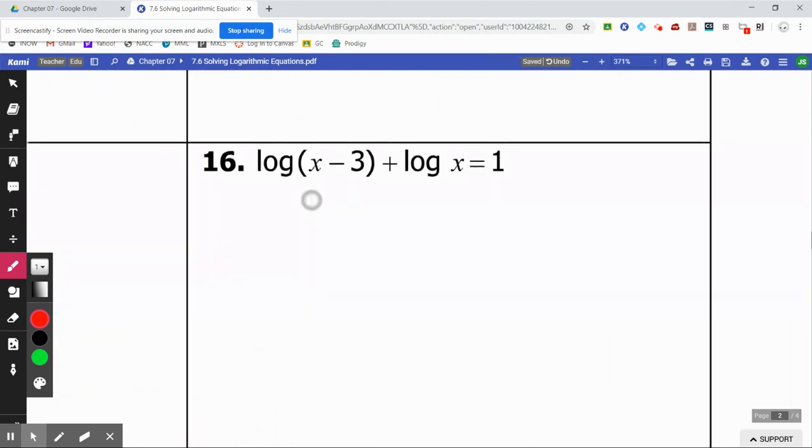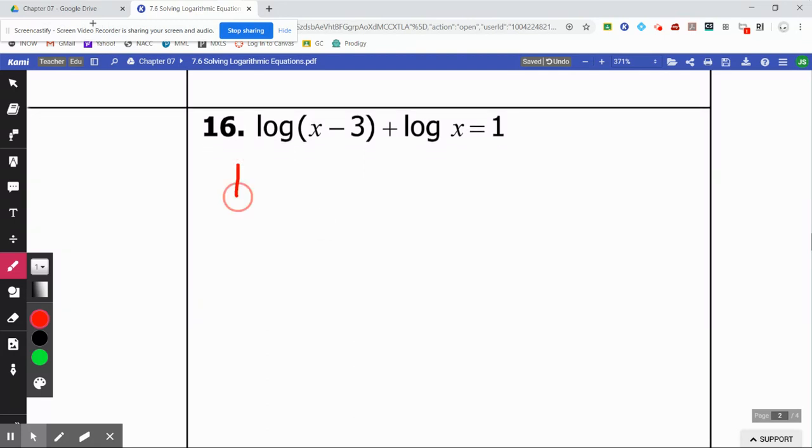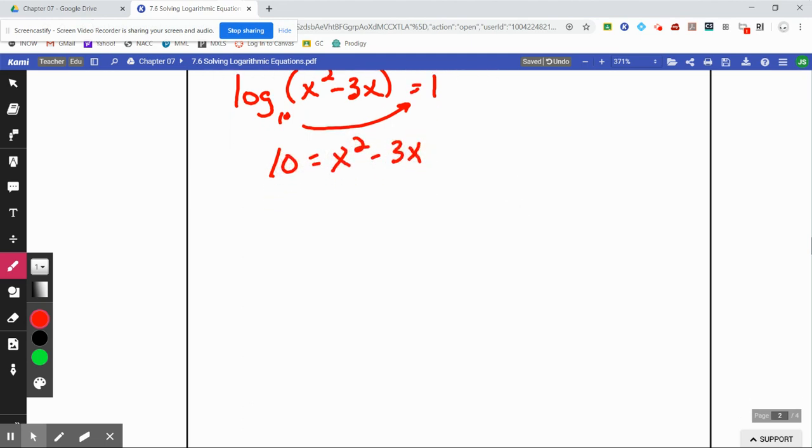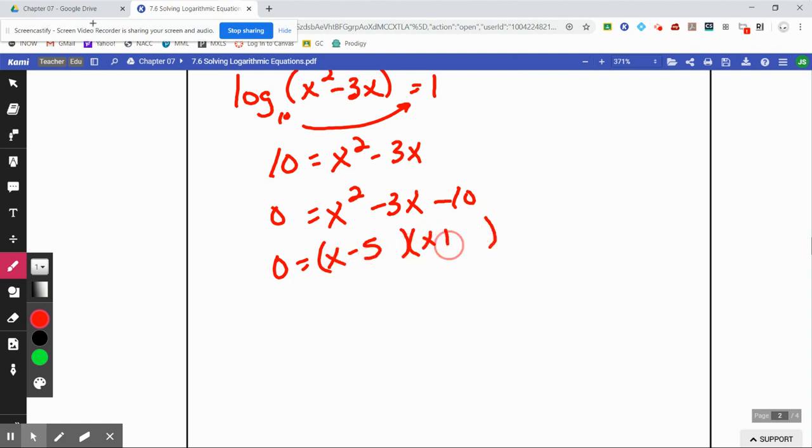Number 16. A log plus a log, again, we're going to combine those by multiplication. That'd be x squared minus 3x is equal to 1. Rewrite it as 10 to the first power, or 10 is equal to x squared minus 3x. Let's move everything to the same side since it's quadratic. So minus 10, factor, two sets of parentheses, x and an x, that's a negative 5 and a positive 2. So we have two solutions of either 5 or a negative 2.